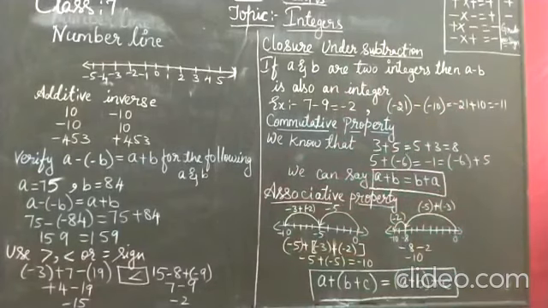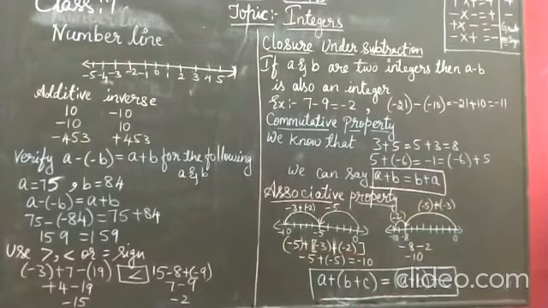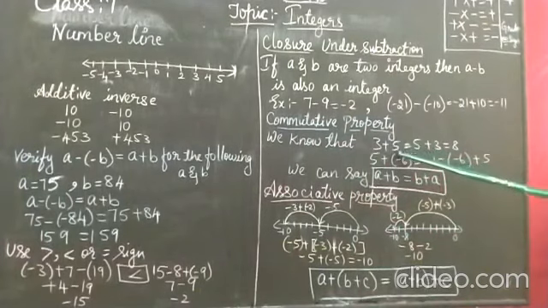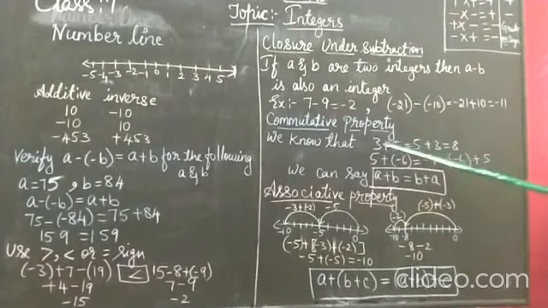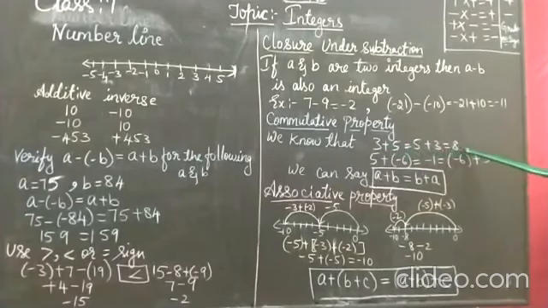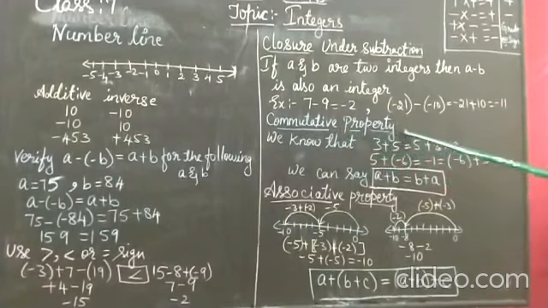Then coming to the next property, it is a very interesting property. What is it? Once we interchange the numbers, what happens? For example, 3 plus 5 is equal to 5 plus 3. Here, nothing I have done. I have just interchanged the numbers. Once you interchange, the answer is the same. Either 3 plus 5 or 5 plus 3, the answer is 8. This kind of property is known as commutative property.